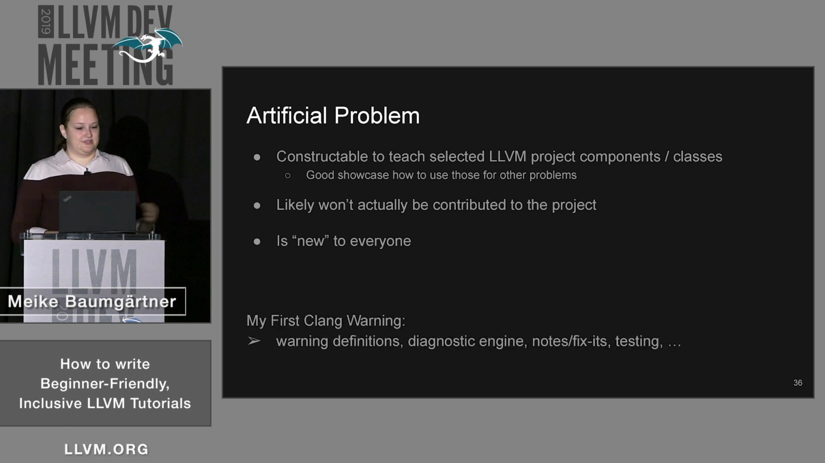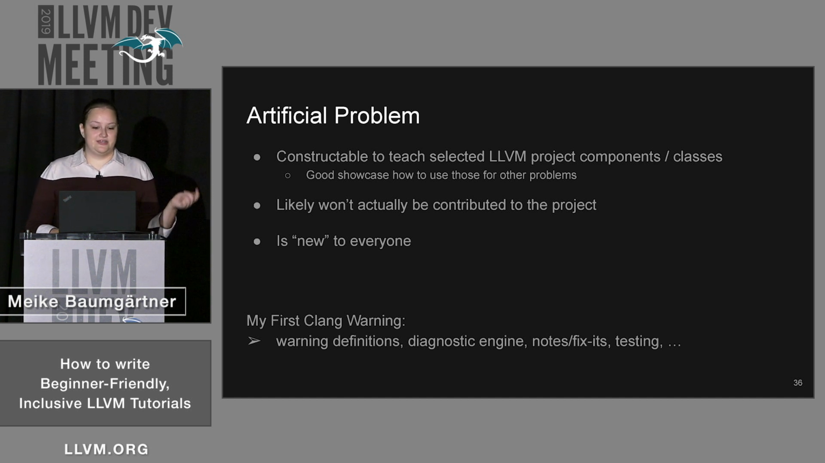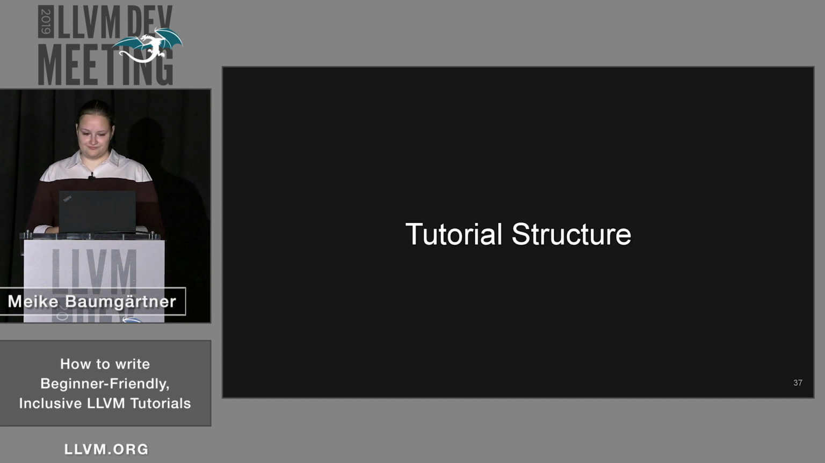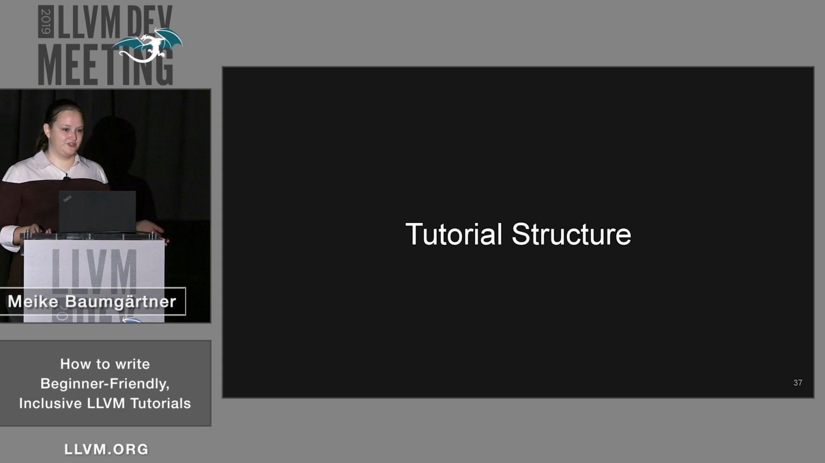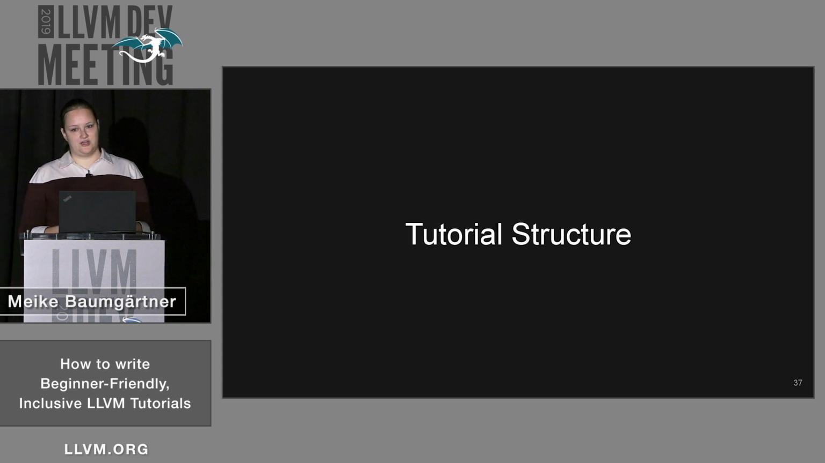So for the first Clang warning, we touched on different components. We touched on warning definitions, the diagnostic engine, nodes, fixits, and testing, and we were able to do all of this with our artificial problem. So next up, now that you have your topic, you need to structure the contents of your tutorial.